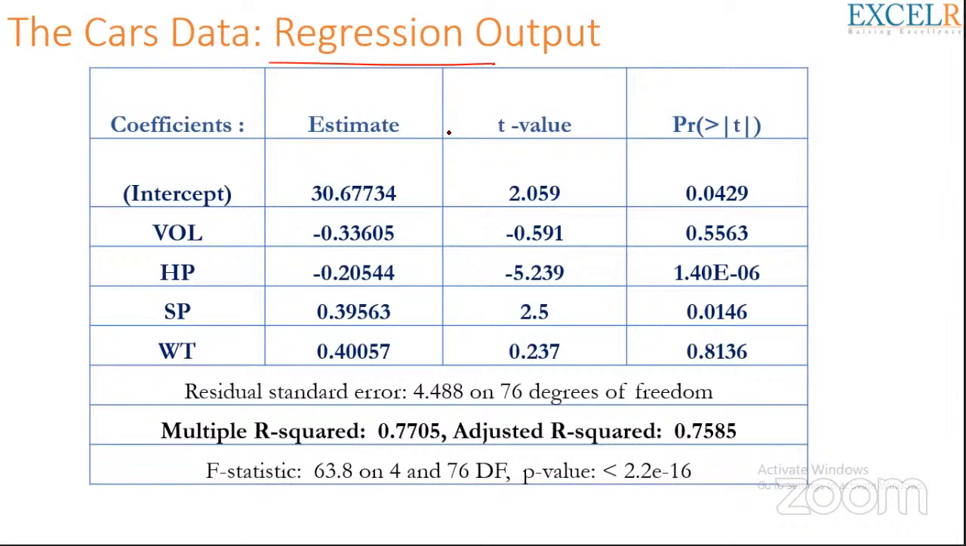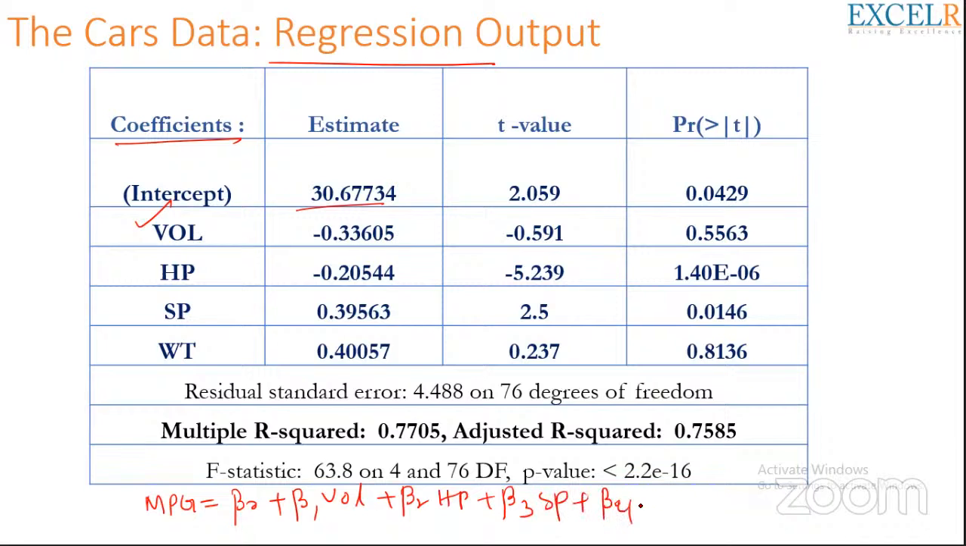Model building is again a straightforward single command you can use to build the model, and this is the model output. So I have the volume. This is the coefficient of volume. If you see the model, MPG equals beta naught, which is 30.67, plus beta 1 volume, plus beta 2 HP, plus beta 3 SP, plus beta 4 weight. Okay, so this is my equation.